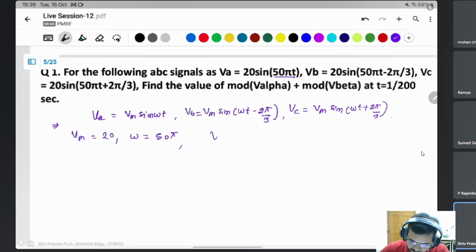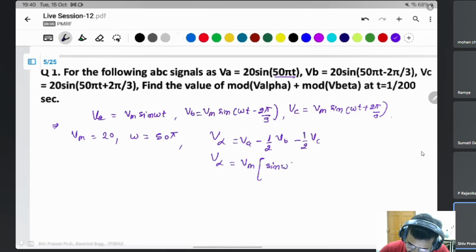You know about V alpha: simply V alpha is VA minus half of VB minus half of VC. You can take Vm common, then it will be sin omega t minus half of sin omega t minus 2 pi by 3, minus half of sin omega t plus 2 pi by 3.